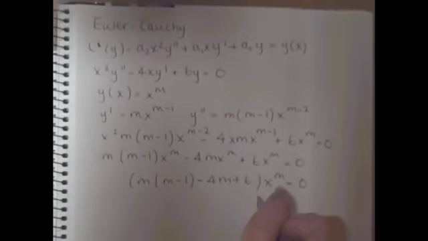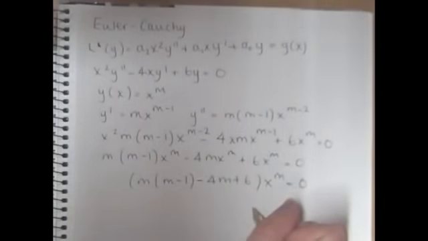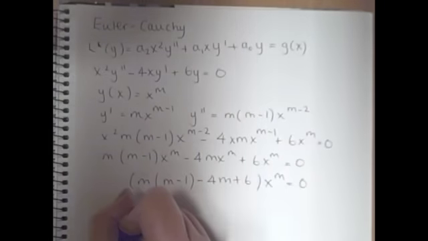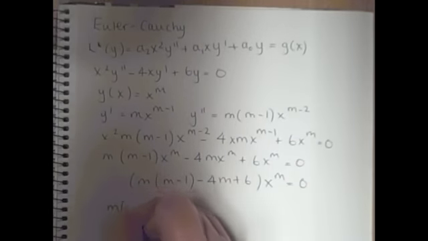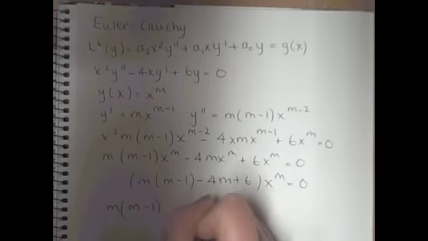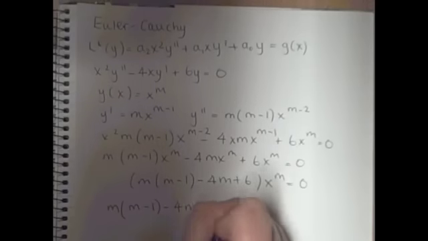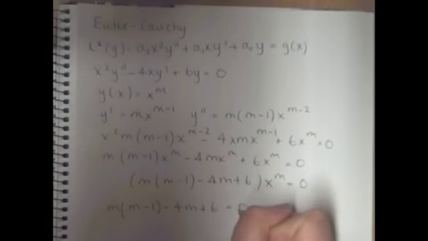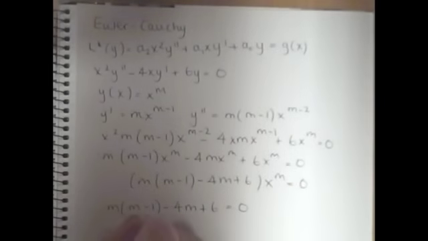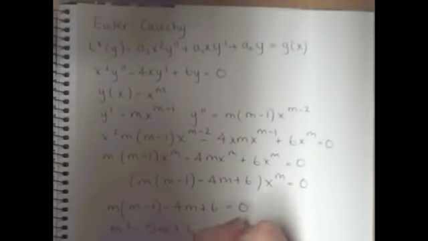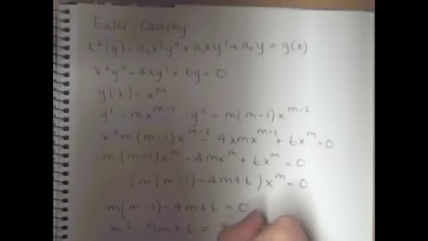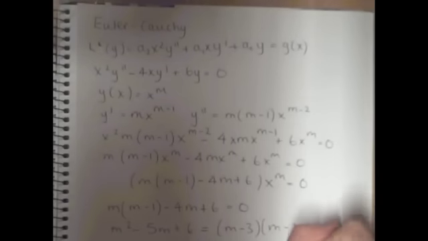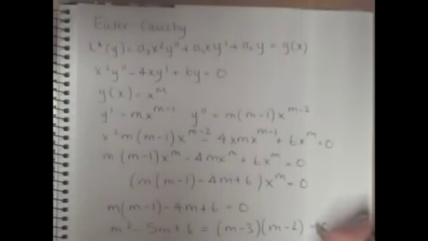As this equation is true for all values of x, the first part must always equal 0. Therefore, m(m−1) − 4m + 6 = 0. This goes to m² − 5m + 6 = 0. We factorise that, which gets us (m−3)(m−2) = 0. This gives m values of 2 and 3.